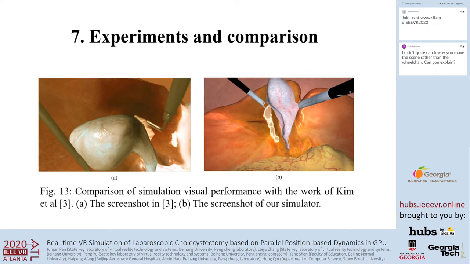This is the comparison of simulation visual performance with the work of Kim. We use dynamic texture techniques to render the process of stripping the gallbladder from the liver. During electrocautery with the L-hook, the liver surface will leave burning traces, which enhance the visual realism.